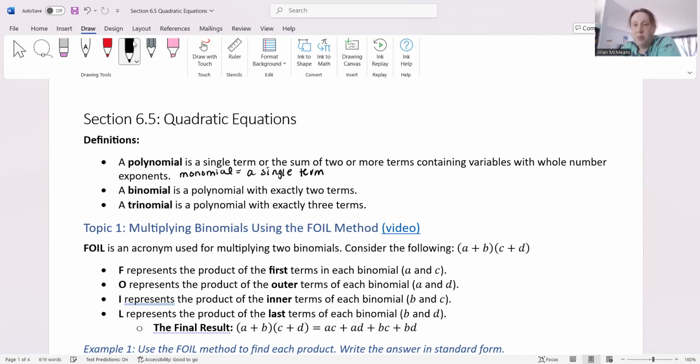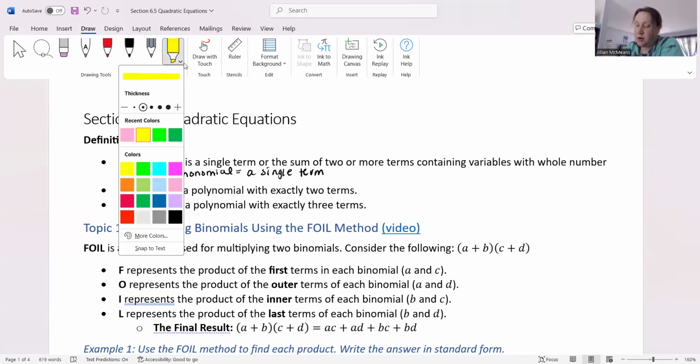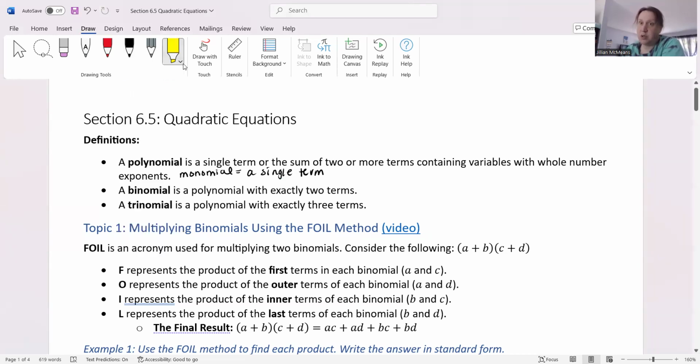So when you have polynomials, again, the big thing is the exponents have to be whole numbers. If you have just a single term, we would call it a monomial. If you have exactly two terms, we call it a binomial. And if you have exactly three terms, we call it a trinomial. In this worksheet, we're going to talk about binomials and trinomials. Now, officially topic one.